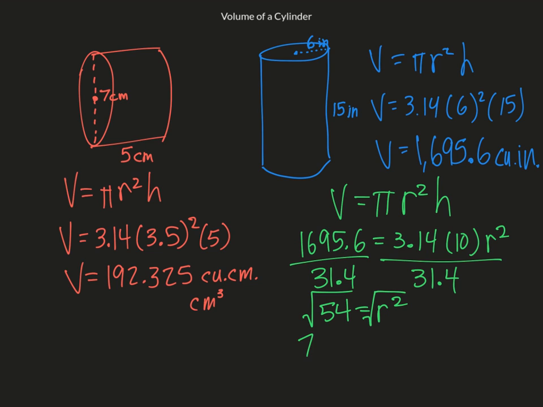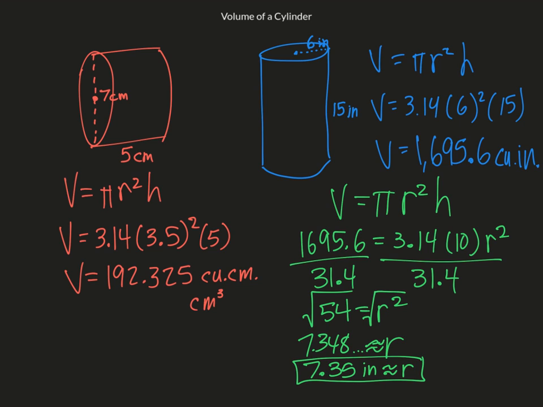And I got 7.348... Well, I guess since we're rounding it, we should put approximately. So it's really approximately 7.3 or 7.35 inches, since this is the radius. And again, not equals. It's close to the radius.